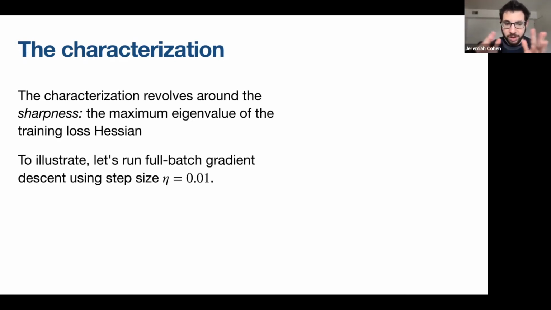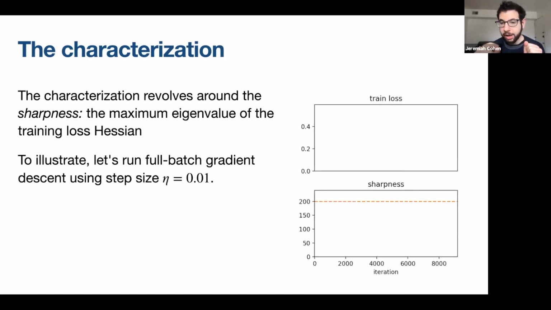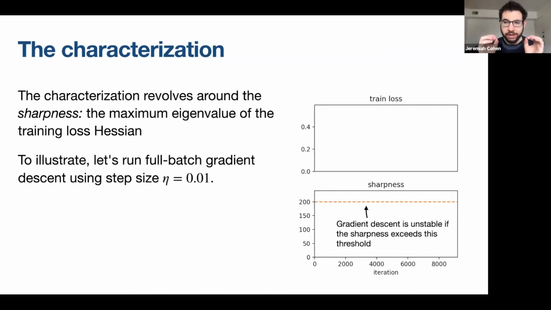To illustrate the phenomenon, let me just run gradient descent using the step size eta equals 0.01. On the top, I'll plot the evolution of the train loss. On the bottom, I'll plot the evolution of the sharpness during training. Now, this orange dashed line marks the special value 2 over eta. And since eta is 0.01, 2 over eta is 200 here. The significance of this value is that gradient descent is unstable whenever the sharpness is greater than 2 over eta, where eta is the step size of gradient descent. I'll explain momentarily where that threshold comes from and what I mean by unstable.